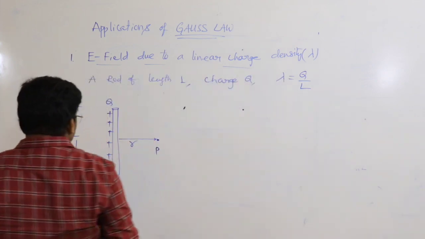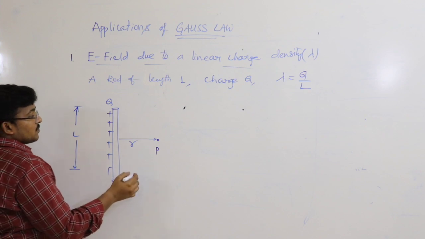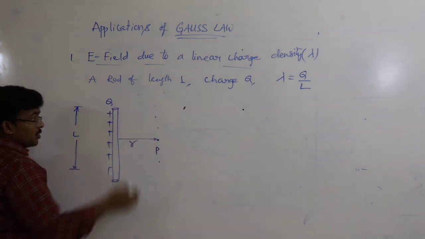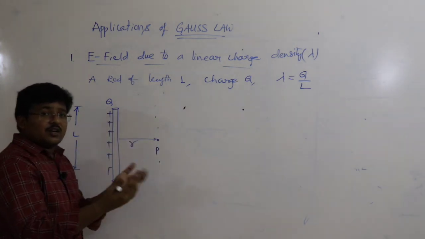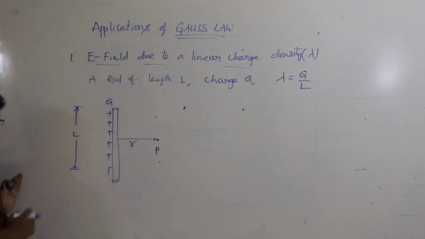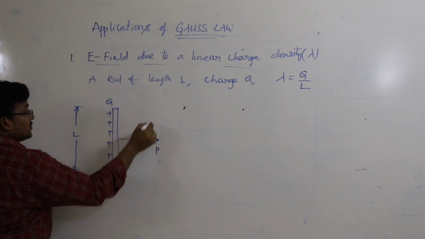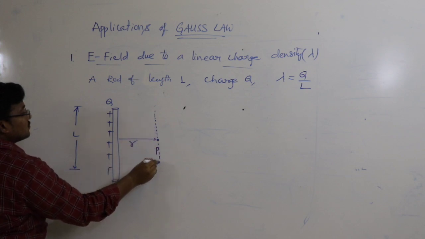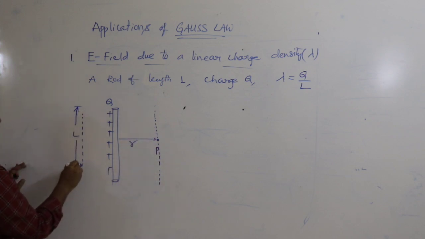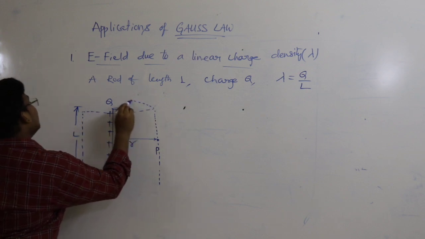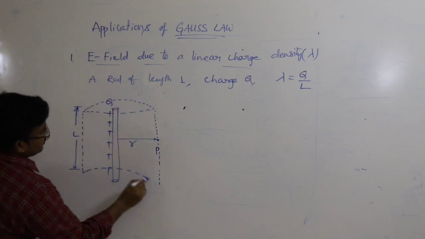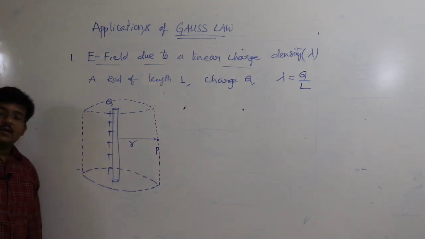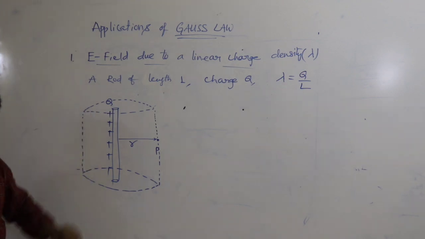See how I will take it. Here I am taking one more point P here, and one more point P here. At these points the distance is the same, so the field is also the same, and in the same way here also I will take. Now I will consider a Gaussian surface like this, like a cylinder. So the Gaussian surface I have taken is a cylinder which encloses the rod, right.